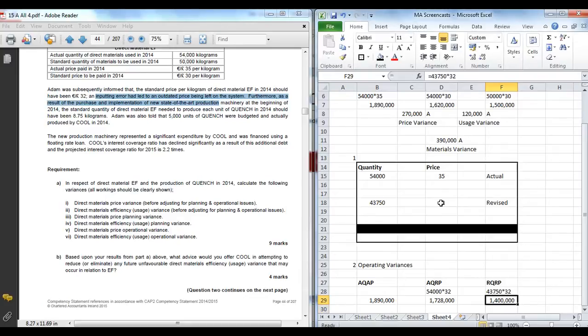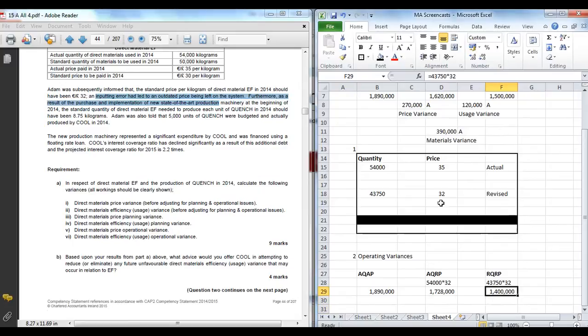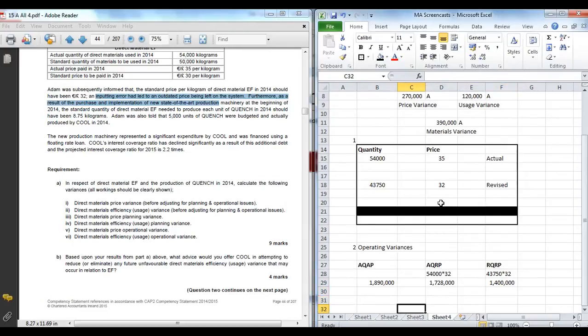which is 1.4 million. So you'd expect if you were on target based on the revised standards, it would have cost 1.4 million. So same as again, we're keeping quantity same, but we're changing price. So that will give our price variance. And we know that's our operating price variance because we're calculating the operating variances. So the difference here is 162,000.